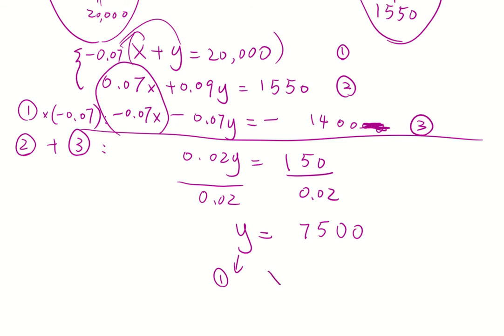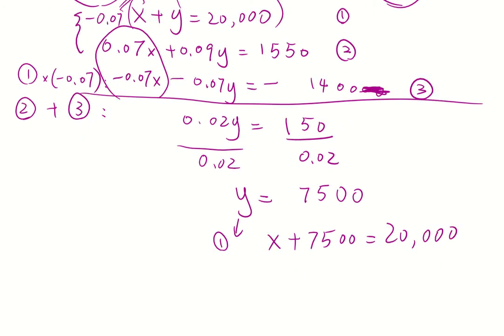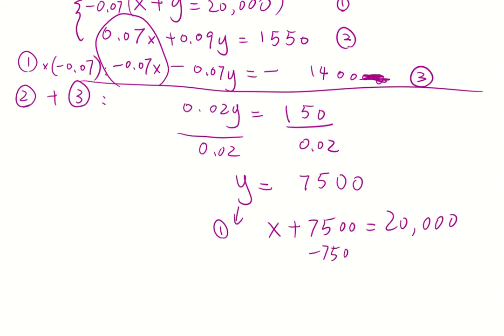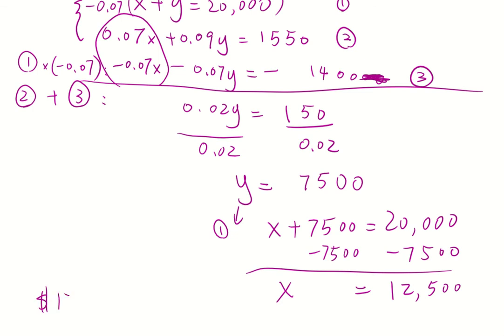And solve for x, plug it into the first equation. That will give me x plus 7,500 equals 20,000. Subtract 7,500 on both sides. Yep, x equals 12,500. So we invested 12,500 in one account and 7,500 into the other account.